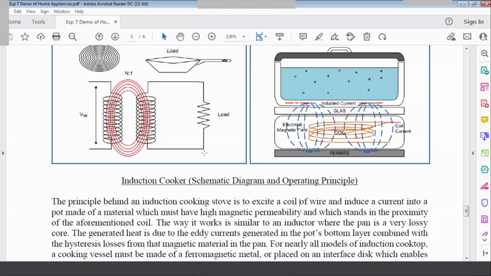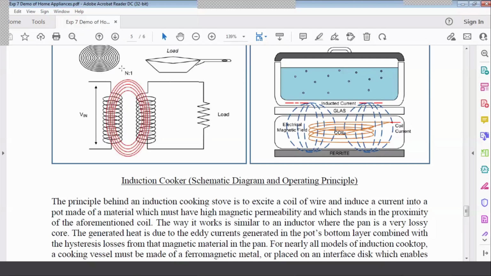So current will flow through this load. We are denoting this load as resistive, but actually our load is this pan, right? This pan is of high magnetic permeability material. It is made of ferromagnetic material, and having high magnetic permeability, it allows the flux, right? So what will happen here? Here is a circular plate. We will put this load on the circular plate, so it will generate eddy currents.